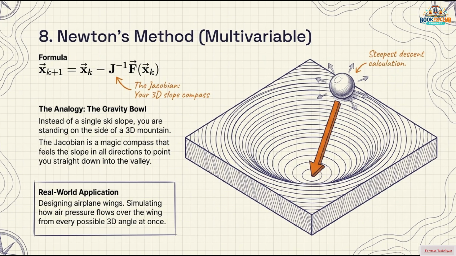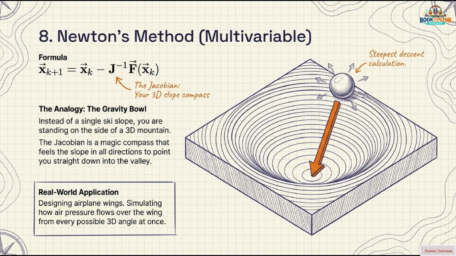That is incredible. And aerospace engineers rely heavily on the Jacobian when designing airplane wings. Oh, because of airflow. Exactly. Air doesn't just hit the wing from the front, it flows over it from every possible 3D angle. The Jacobian helps computers find the precise wing shape that minimizes drag across all those dimensions at once.